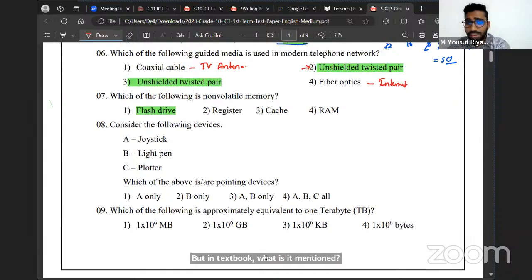Fiber optics. That's not the telephone network. In the textbook, it's mentioned internet connection. That didn't work. You all have a landline phone. If you have a landline phone, go and see your landline phone. How is it? If you have a landline in a house, they will give you fiber optics.